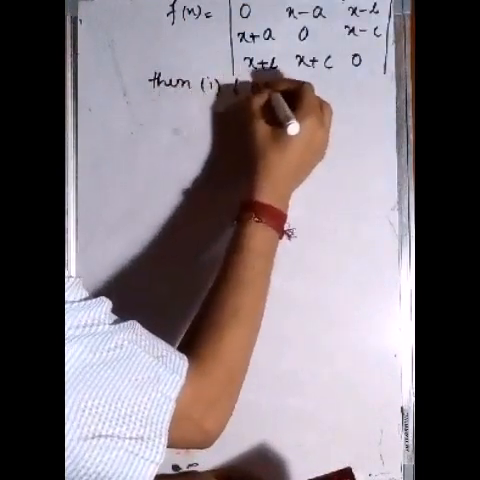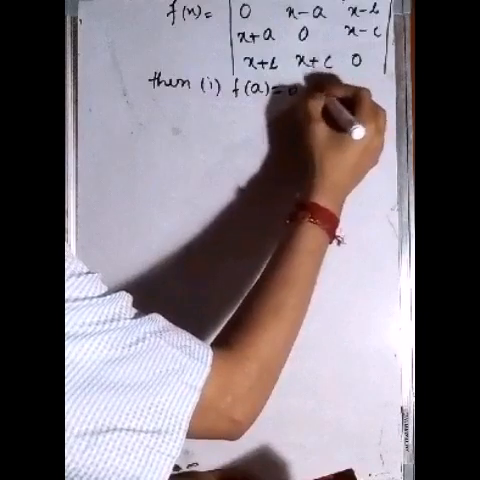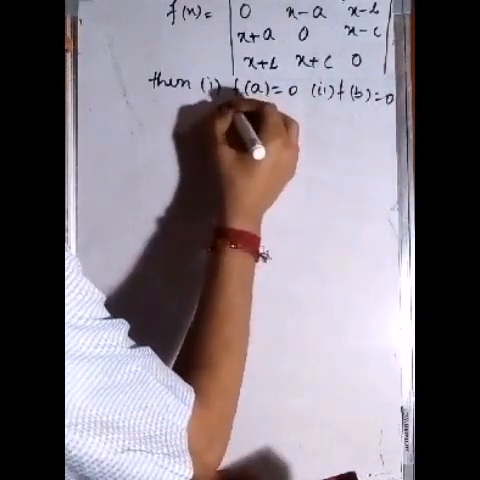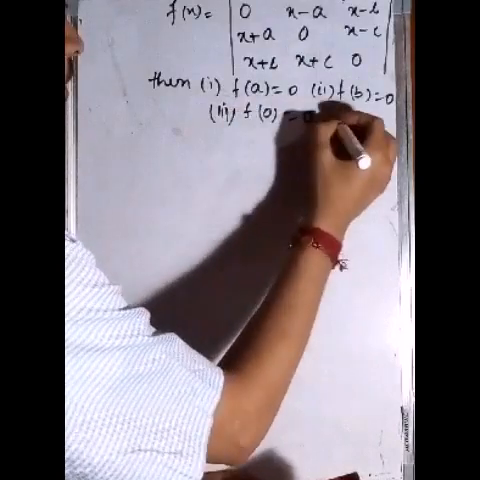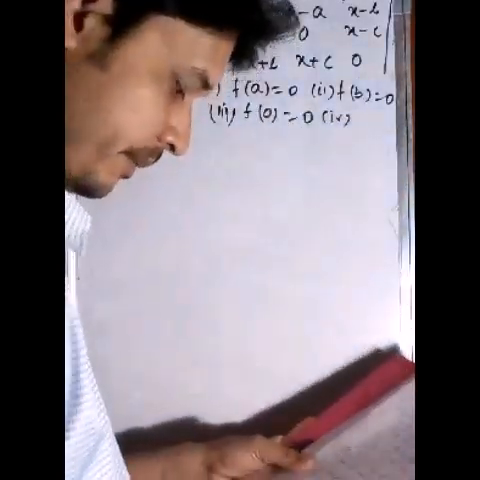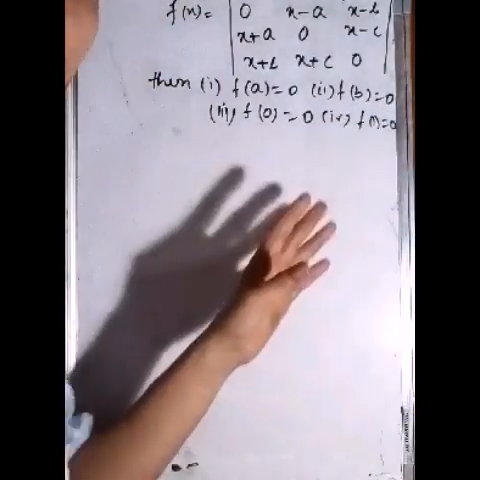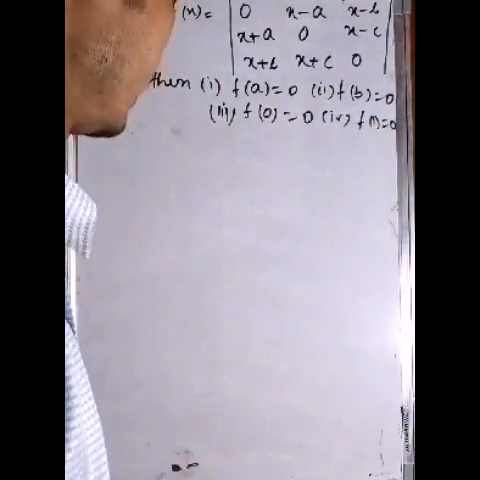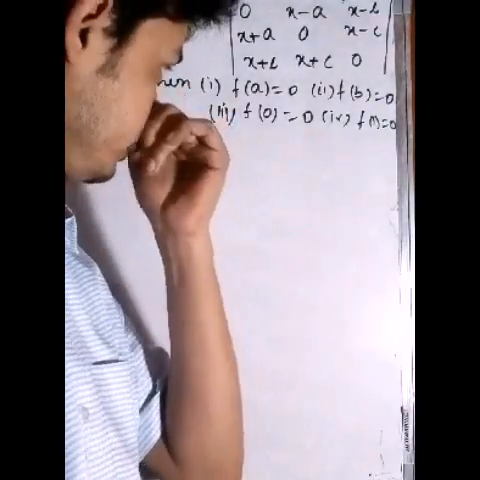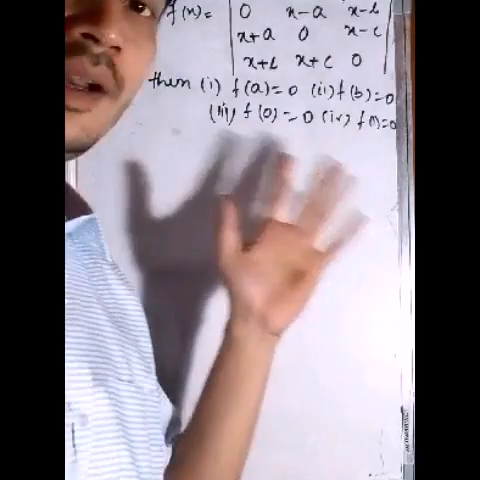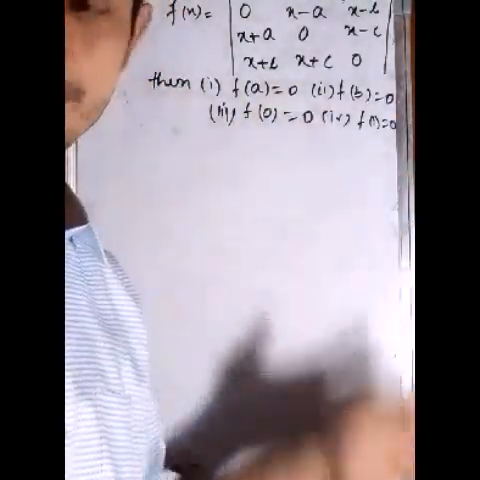Option 1, f of a equals 0. Option 2, f of b equals 0. Option 3, f of 0 equals 0. Option 4, f of 1 equals 0. These are the 4 options given. You have to choose. I think you have written the question. Those who have not written it, please go back and see the video again.